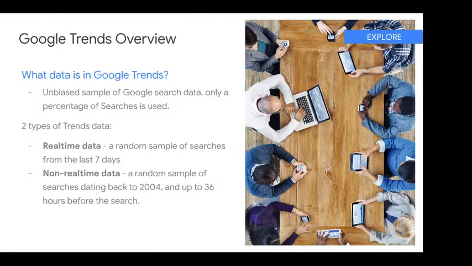And there are 2 types of trends data. One is real time, which comes from searches from the last 7 days, and then there is non-real time data, which dates back to 2004 and is available up to 36 hours before the search as well.